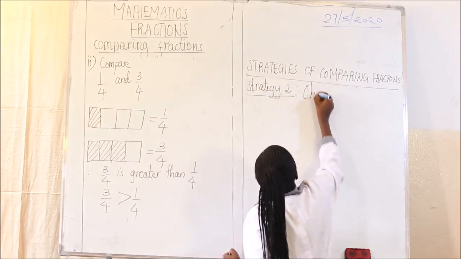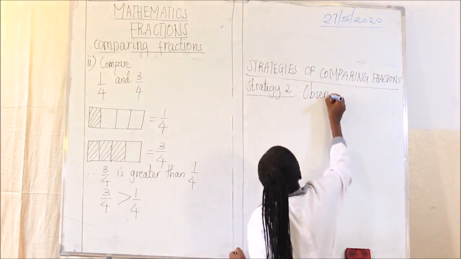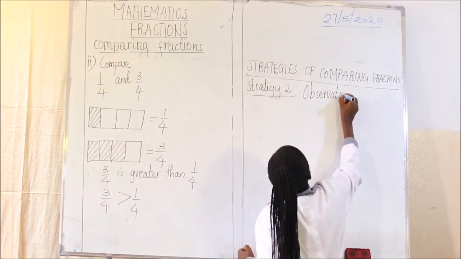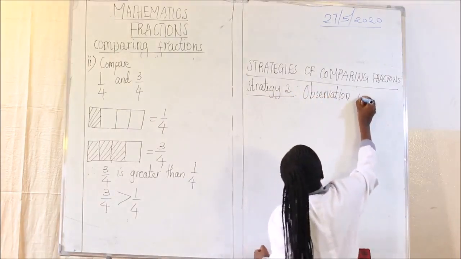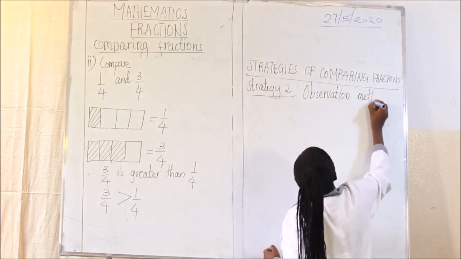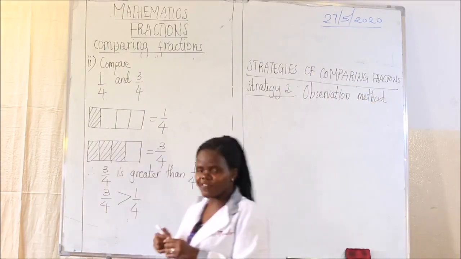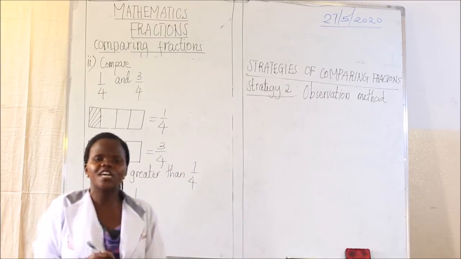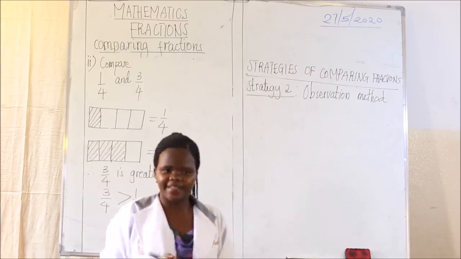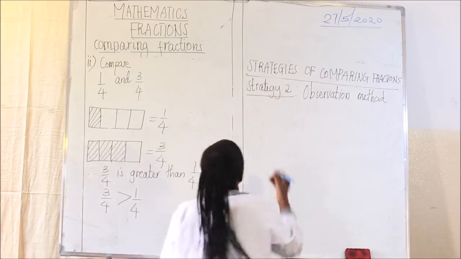Observation method. But now keep in mind, you have said when we are observing, we can just observe the fractions with the same denominators. So we can have an example.